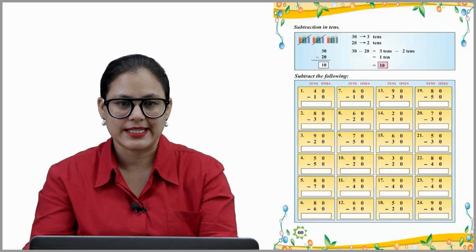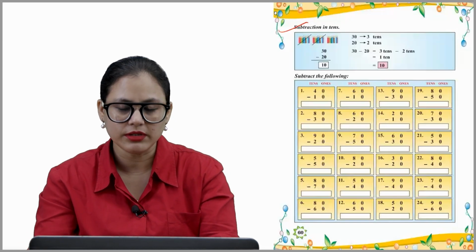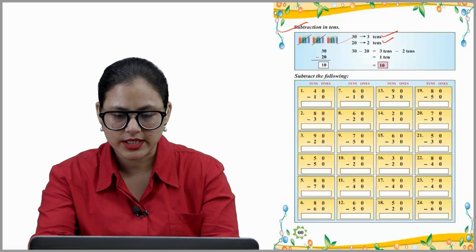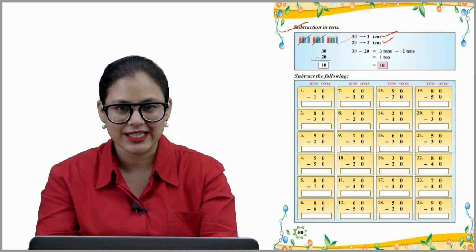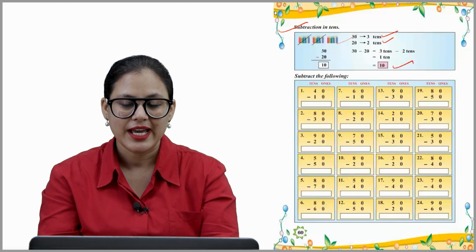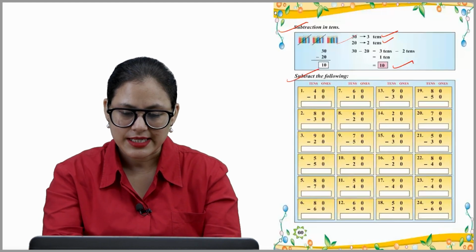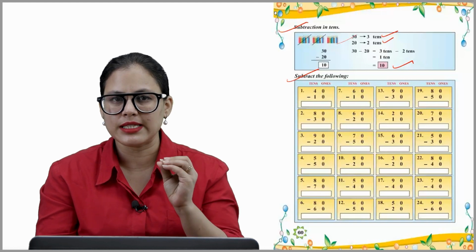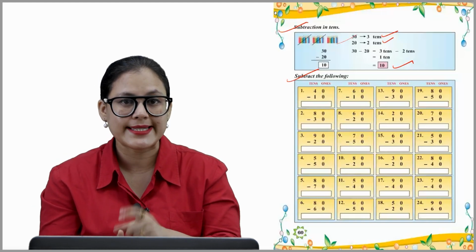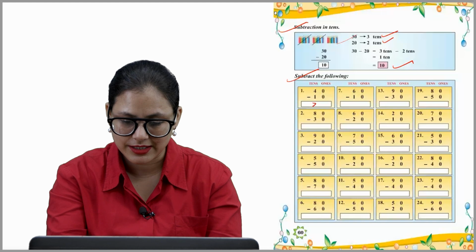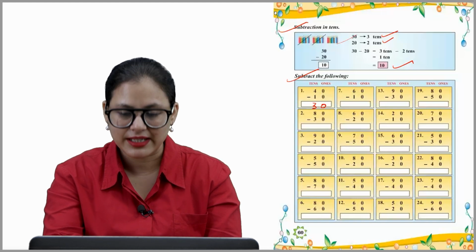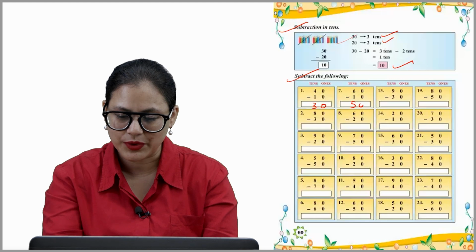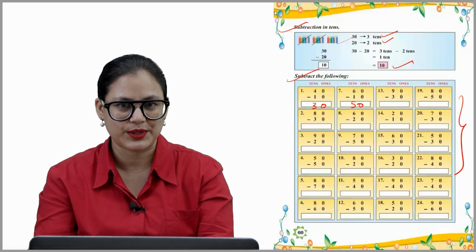Subtraction in tens. Okay. So here 30 means 3 tens, 20 means 2 tens. 30 minus 20 is 10, that is 1 ten. Okay. Now we will subtract the following. 40 minus 10, or you can say 4 tens minus 1 ten. 4 tens minus 1 ten is 3 tens, that is 30. 6 tens minus 1 ten is equal to 5 tens, that is 50. Okay, similarly you will do other parts also, right?